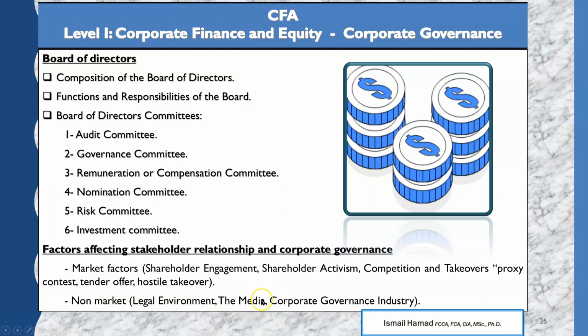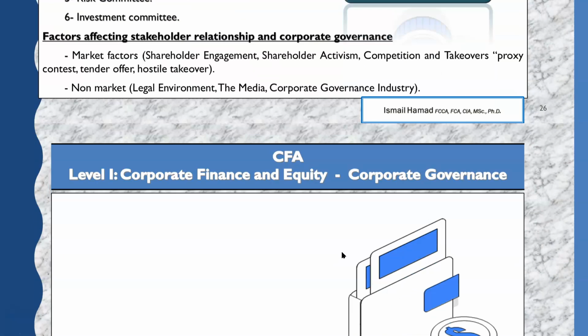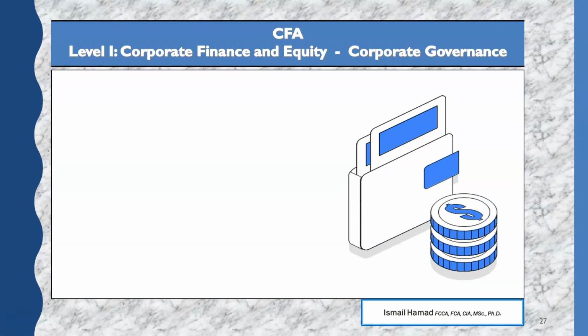For example, if the media is free to disseminate information about the company and shape public opinion about the behavior of management, then we will have a very strong media. Also, the media influences politicians and regulators to take certain measures, either in favor of the company or in favor of having very good corporate governance. But there are some risks and benefits with respect to corporate governance.